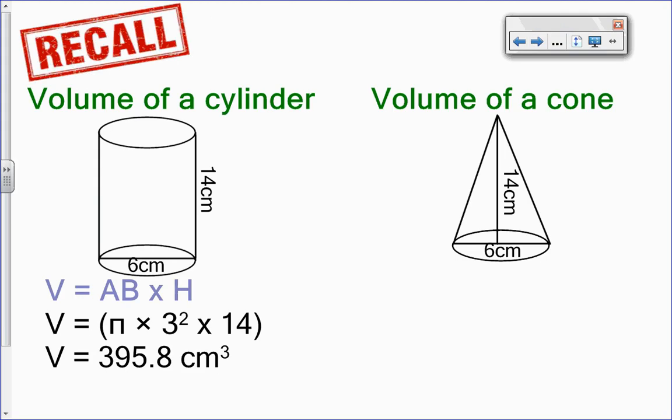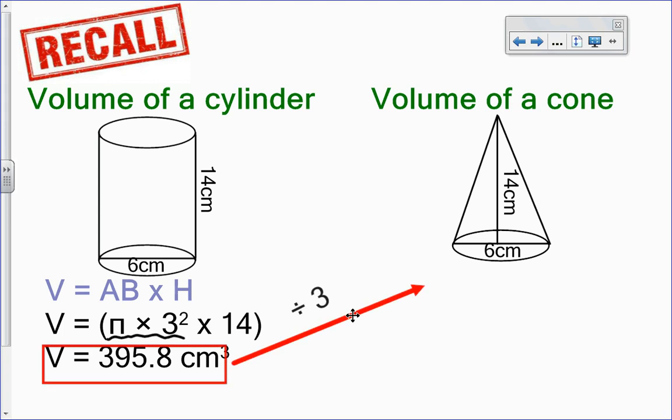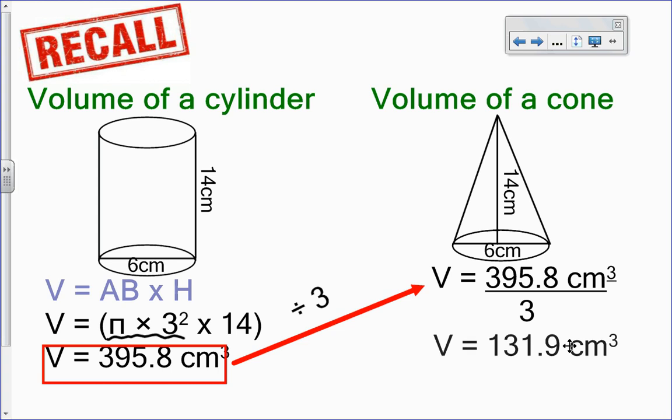So for example, we call the volume of a cylinder area of the base times the height. So area of the base circle, pi r squared, there's the area of my base, multiplied by the height of the object, which is 14. When I do that, I get 395.8 centimeters cubed. So compare that to a cone that has the same circle base. I'm just going to take that volume and divide it by 3. So take that volume, divide it by 3, and I get a volume of 131.9 cubic centimeters.